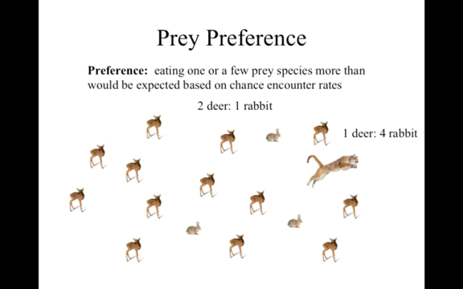So this ratio is different than what you would expect just based on chance encounters. And in fact, the mountain lion has eaten a lot more rabbits than you would expect. He really should be eating 2 deer for every 1 rabbit, but instead he's eating 1 deer for every 4 rabbits. So he's eating a lot more rabbits than you'd expect. He's showing preference for the rabbits.